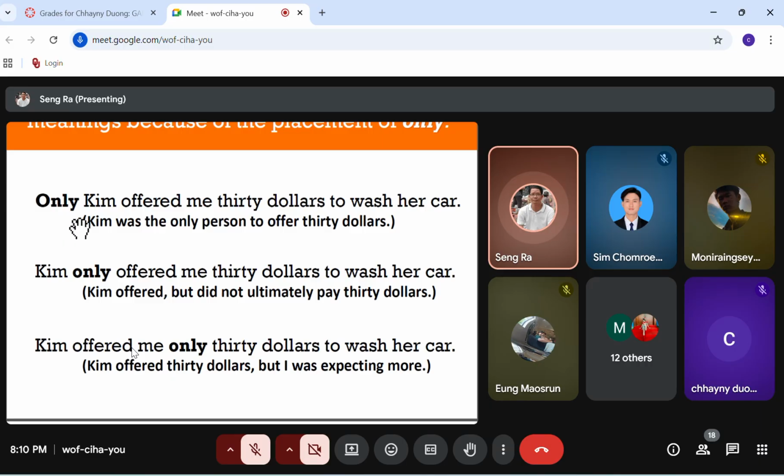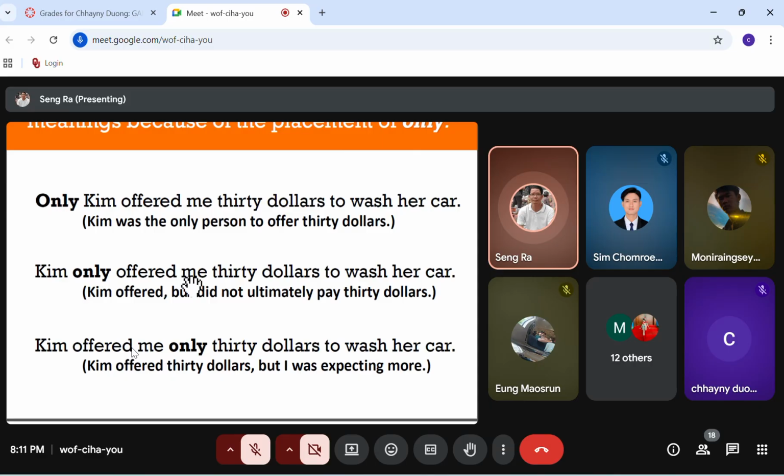Here, only Kim offered me $30 to wash her car, which means Kim was the only person to offer me $30. No one else did. Some would offer 10, 20, 25, 15. So only Kim offered me $30 to wash her car. Kim is the one who can pay the highest price for that, because you put only before Kim.